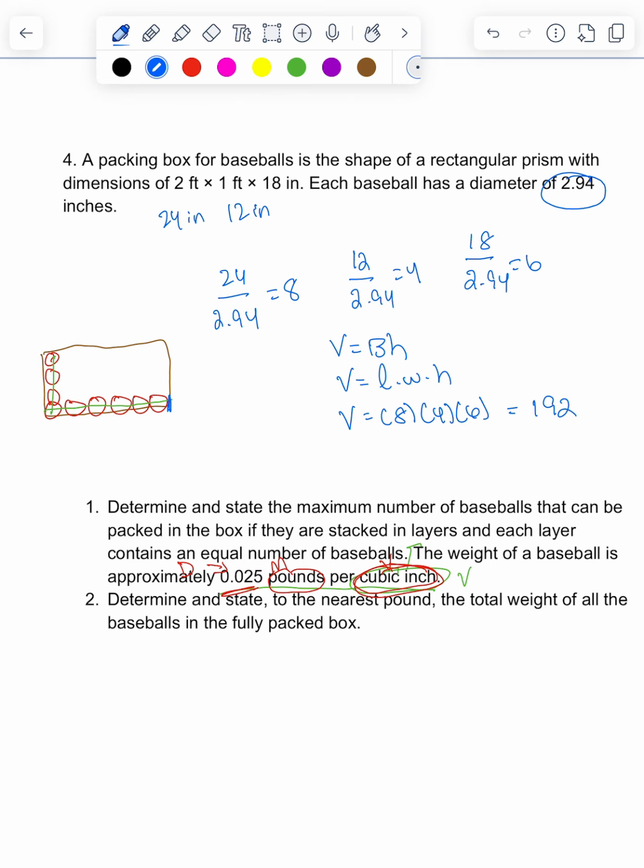And since this was how many diameters can fit in the box, this is how many baseballs, because it's how many baseballs can be stacked in all of the directions in the box.